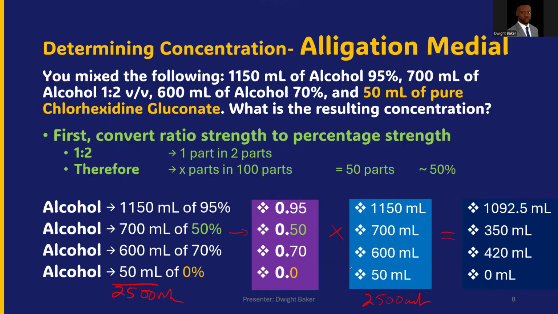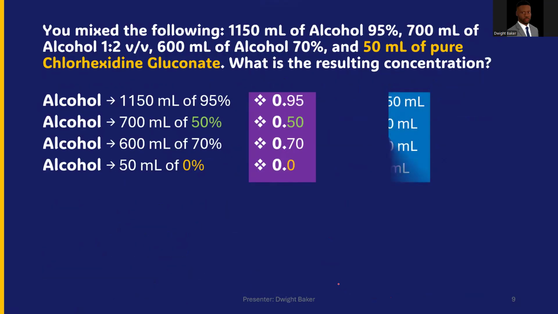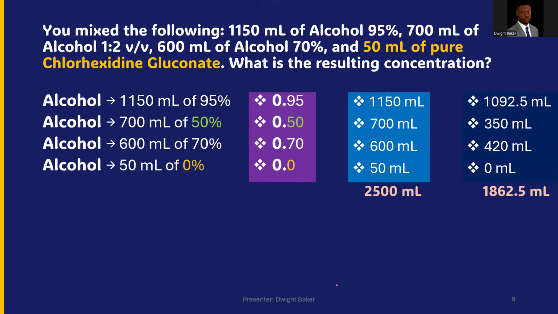For yours, 50 mils of pure chlorhexidine gluconate, there's no alcohol, so there's a 0% value here, and so that's 0 mils in terms of pure alcohol as well. Now, you have this information here. We have 2,500 mils of the preparation. So when I mixed everything, it's 2,500 mil. And look at it, you always need to account for all of the volumes, right? Now, in terms of the pure alcohol that we have, we work that out to be 1862.5 mils.